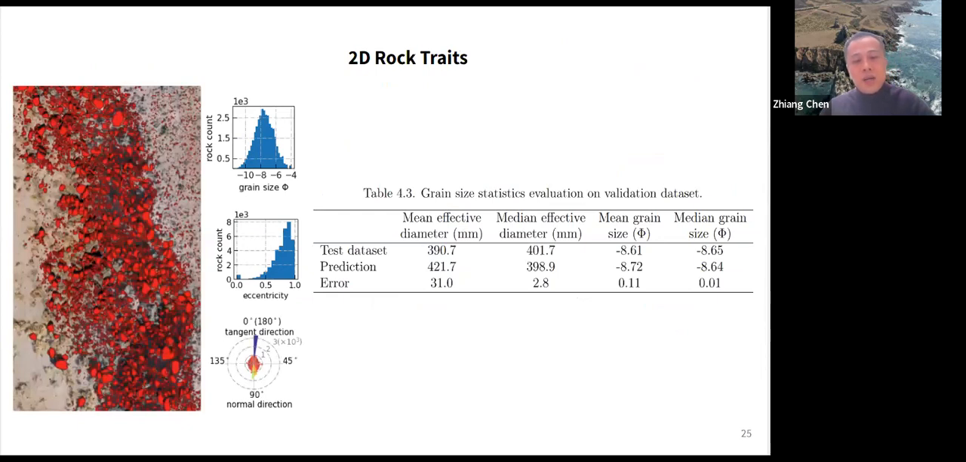The methodology novelty is the introduction of rock trait distributions. So 2D rock traits enable statistical analysis. The deep learning model is not perfect. It may have false detections here and there, but if we can extract a large number of rocks to get rock trait distributions, and we have demonstrated that the effect of deep learning errors on rock trait statistics is very small.